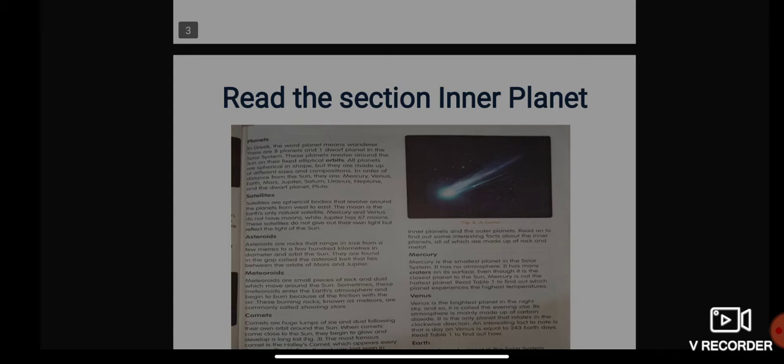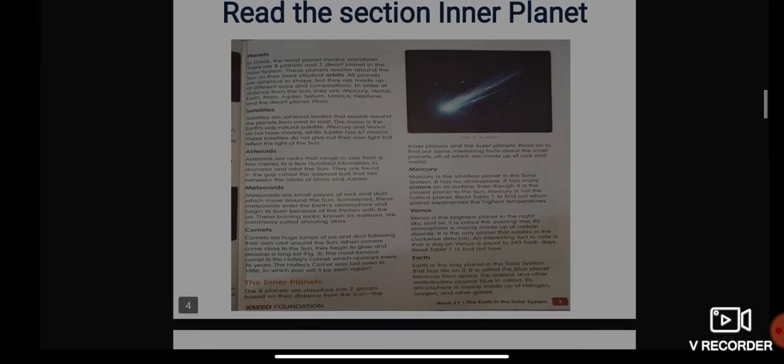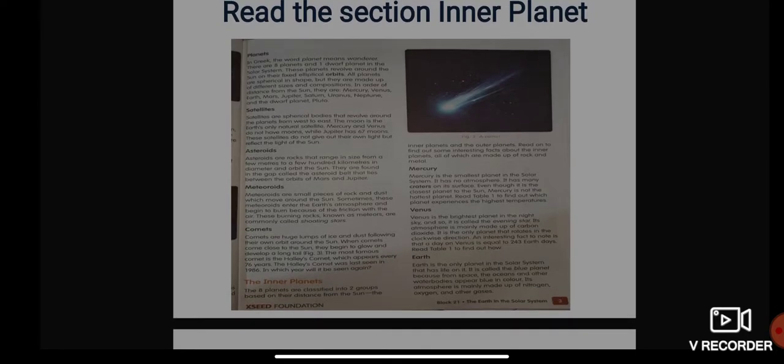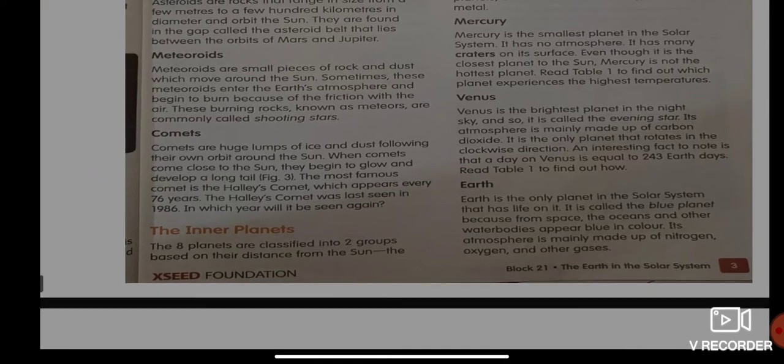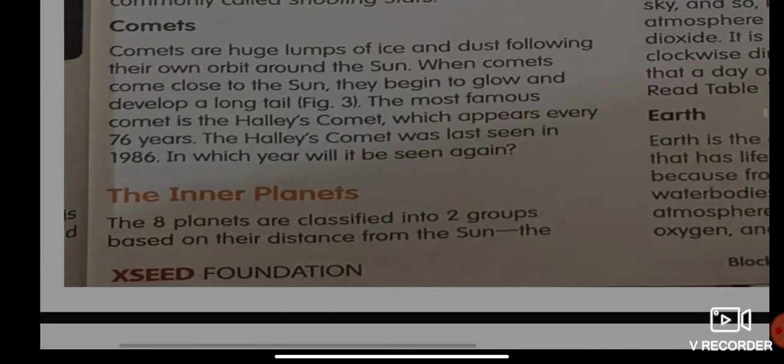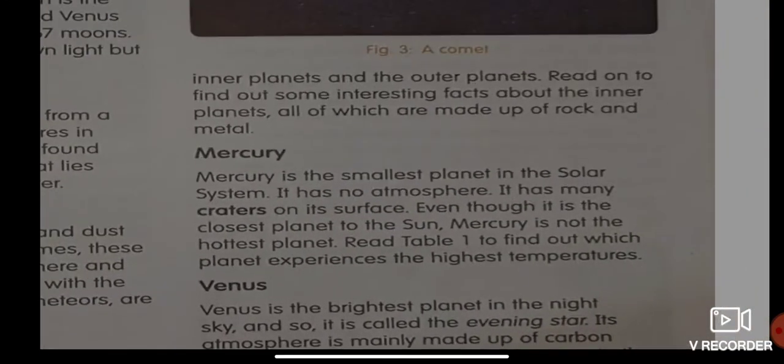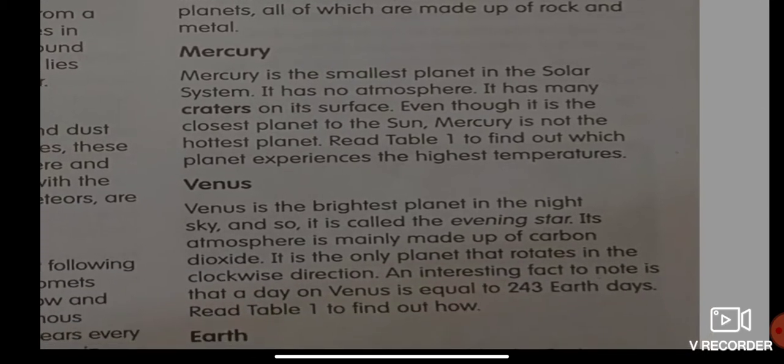So I want all of you to read this particular section from your textbook, the inner planet, from your exit content book. You'll find it on page number 3. The 8 planets are classified into 2 groups based on their distance from the sun, that is the inner planets and the outer planets. Read on to find out some interesting facts about the inner planets, all of which are made up of rock and metal. I'm not going to read it for you. I want all of you to please take your time and read.